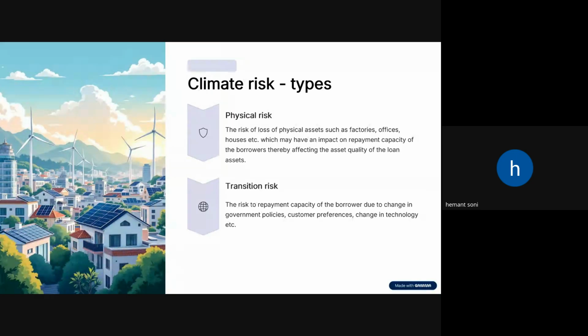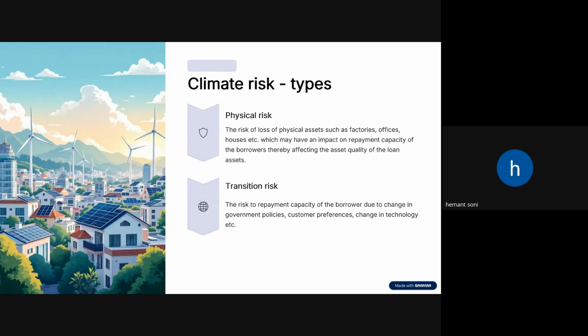Now, I thought that I'll just discuss those issues related to the basic type of climate risks, the climate risk that the globe faces. We have adopted this approach by classifying the climate risk into two types. One is physical risk and second is the transition risk.